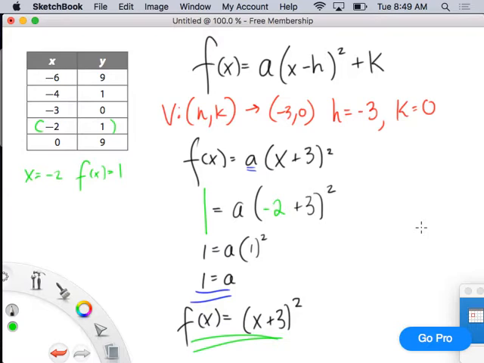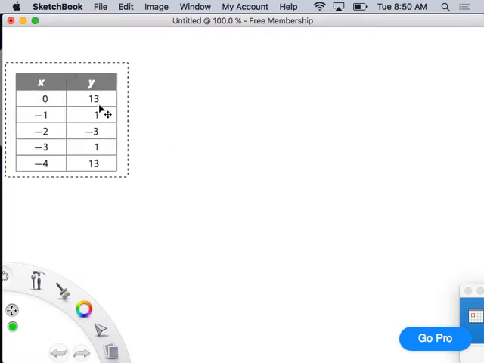Maybe about 30 more seconds. Remember, you just plug in h and k, and then use another point to solve for a.